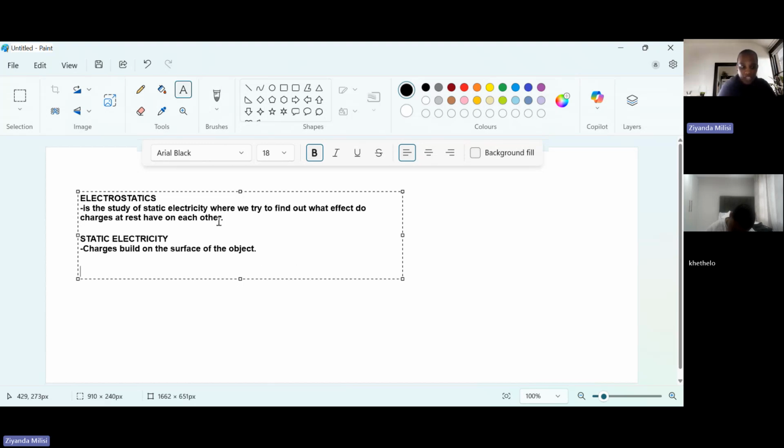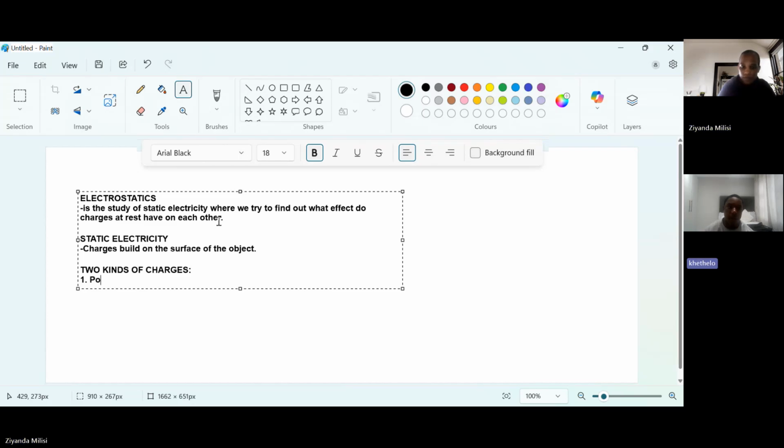Remember, we've got two kinds of charges. We are just recapping on grade 10 work. Two kinds of charges. Can you give me the name of the first one? A positive charge. Then the second one? Negative charge.